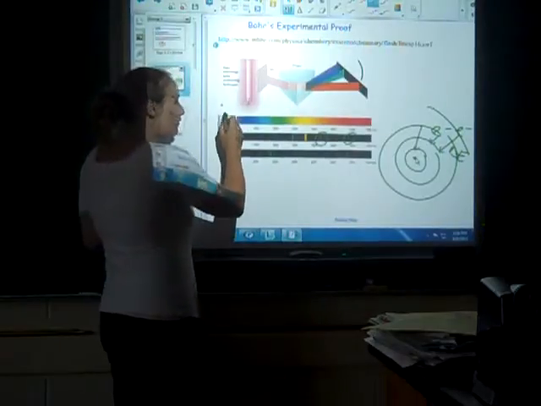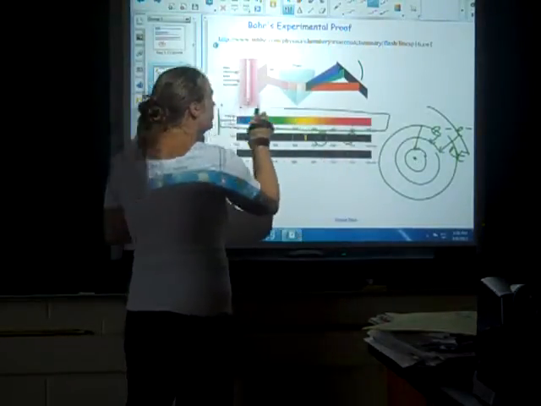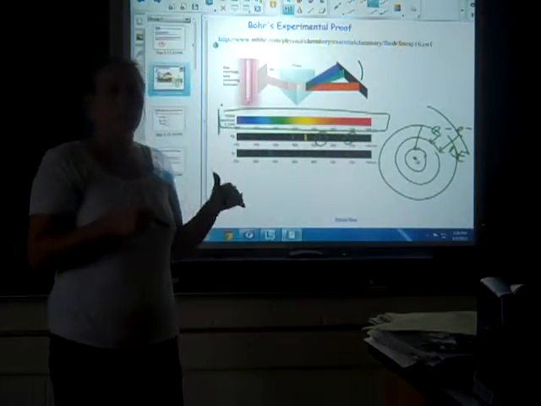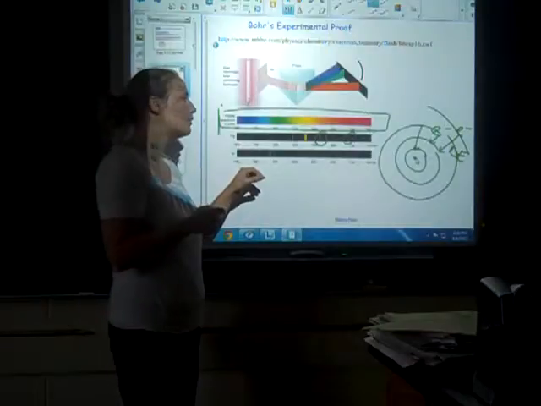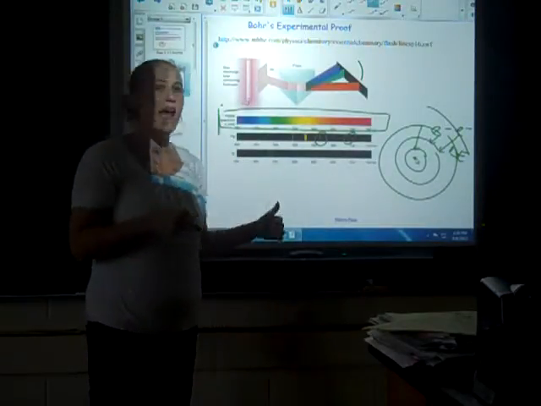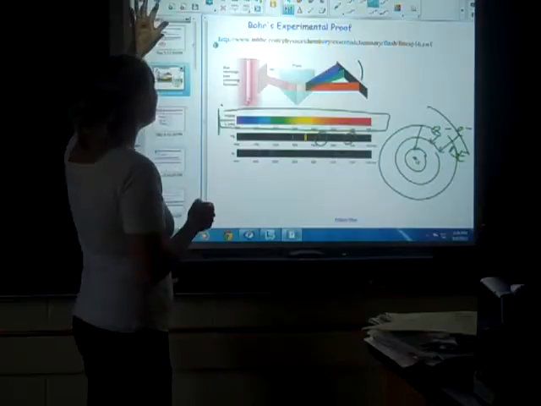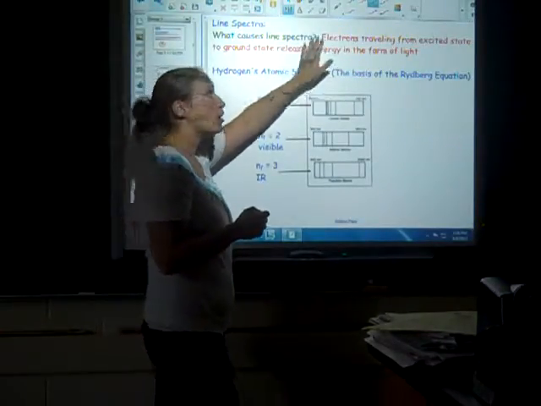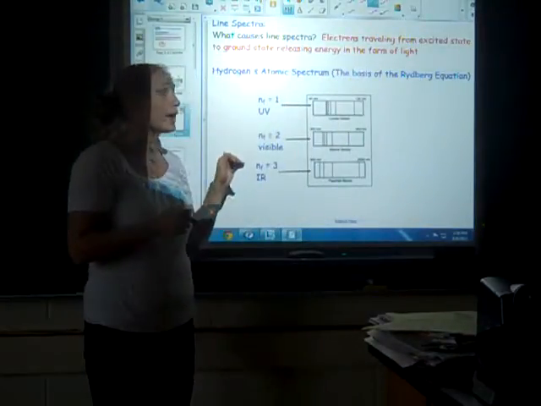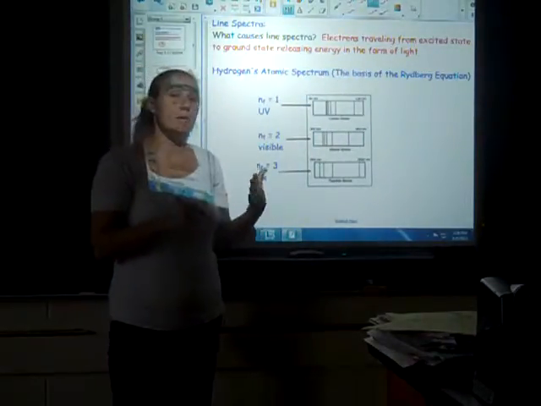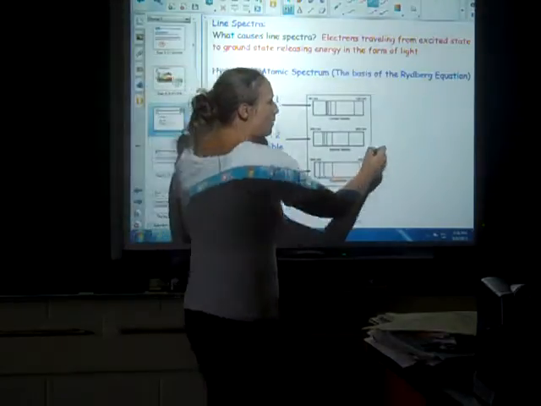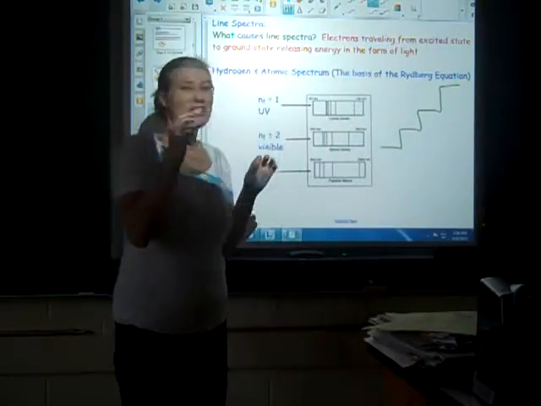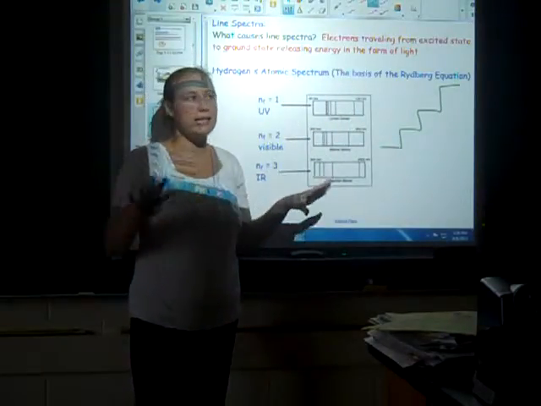All right? If this were not true, then when those electrons turned back down to the ground state, we would actually see the entire visible spectrum. We'd see the entire rainbow. Okay? There would be countless wavelengths that we could see, countless energies that could be emitted when they made that jump back down. So again, just to review, the thing that causes these line spectra are electrons traveling from an excited state back down to the ground state. And when they do that, they release energy in the form of light. The important thing about this that supports Bohr's theory is you only saw discrete lines. You did not see that spectrum.